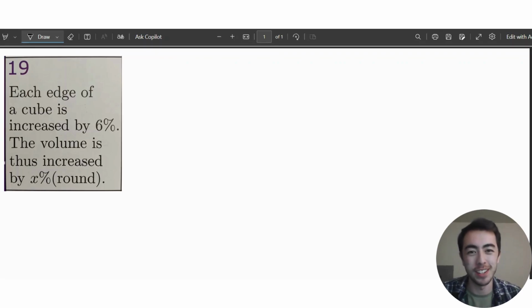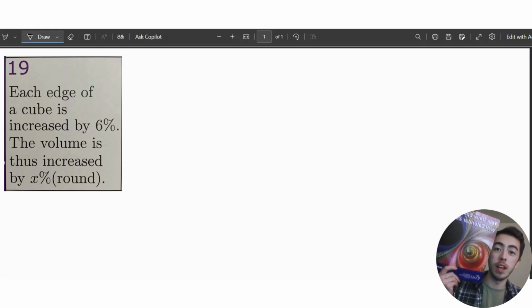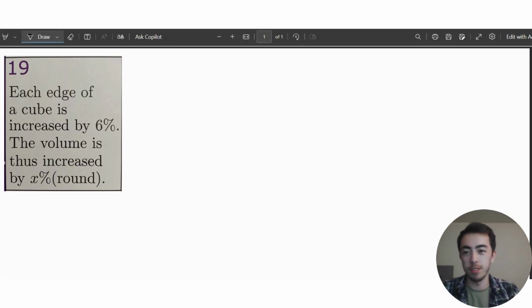Today is January 19th, and we're solving the 19th problem from this Daily Epsilon calendar. All right, let's try it out.